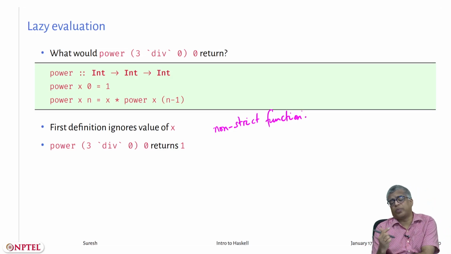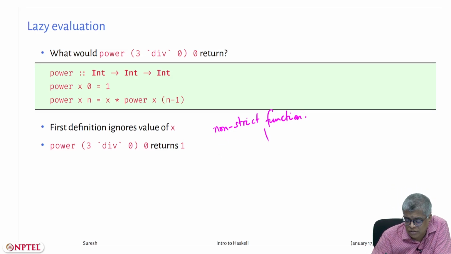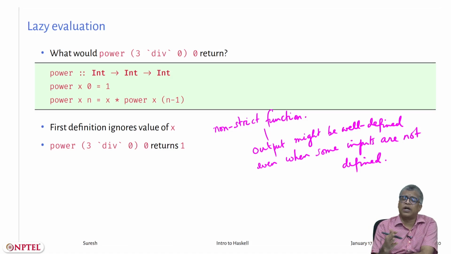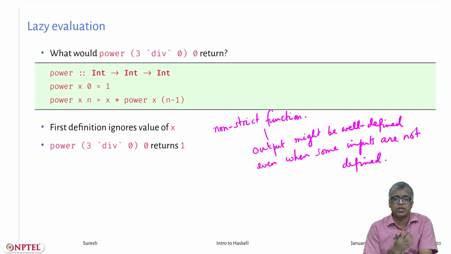Non-strict functions are functions whose output might be well defined even when some inputs are not well defined. In this case, 3 divided by 0 doesn't make sense. It should throw an exception, but it won't. Haskell allows non-strict functions, and thanks to its lazy evaluation.